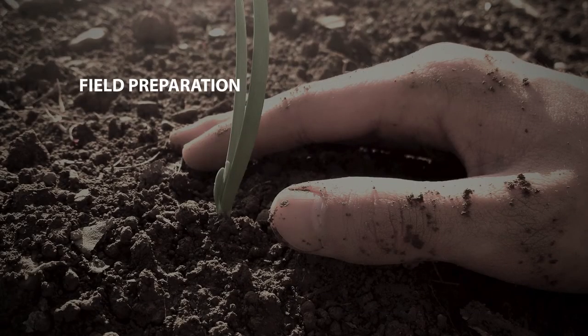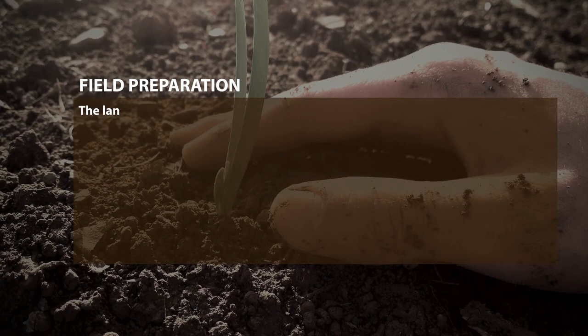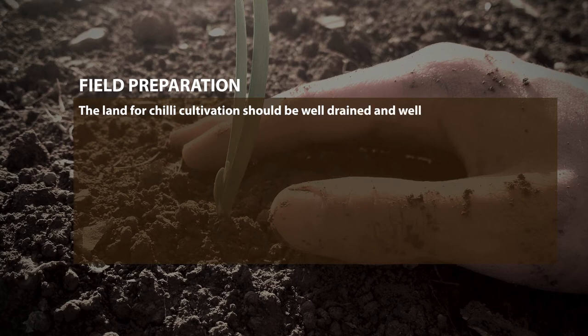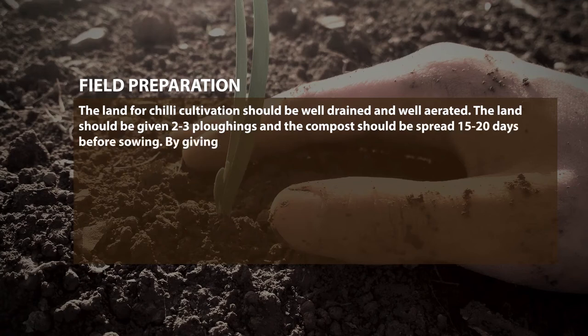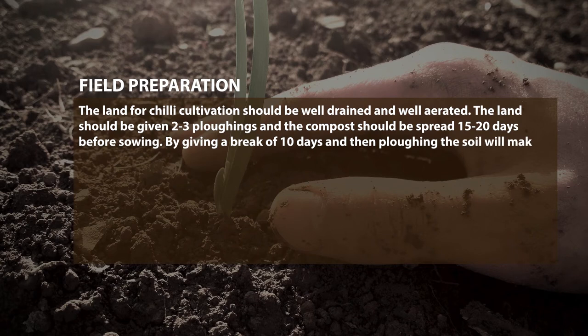Field preparation. The land for chilli cultivation should be well drained and aerated. The land should be given 2-3 ploughings and the compost should be spread 15 to 20 days before sowing. By giving a break of 10 days and then ploughing, the soil will let the excess moisture evaporate and improves the clod condition of the soil.